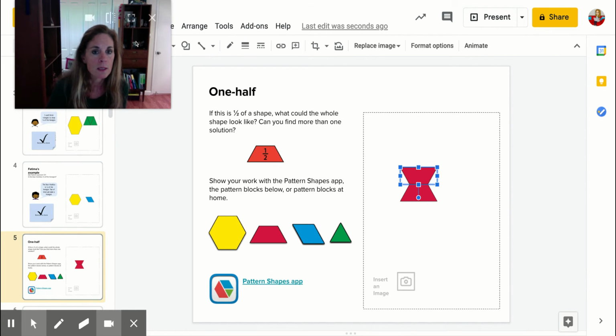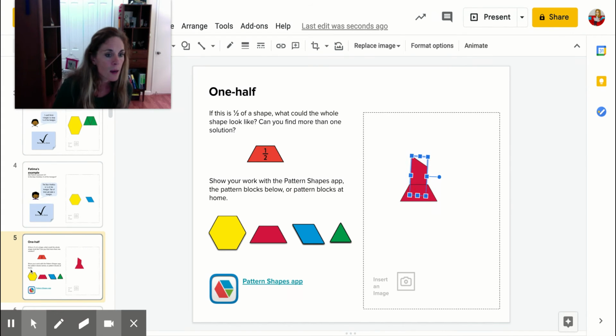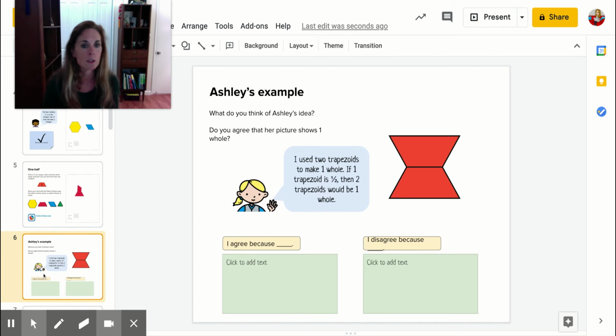I'm going to put these back so that, well, actually, I don't really care. All right, let's go down to the next one. So Ashley's example. What do you think about Ashley's? Oh my goodness, that's what we just did. So do you agree that her picture shows one whole?